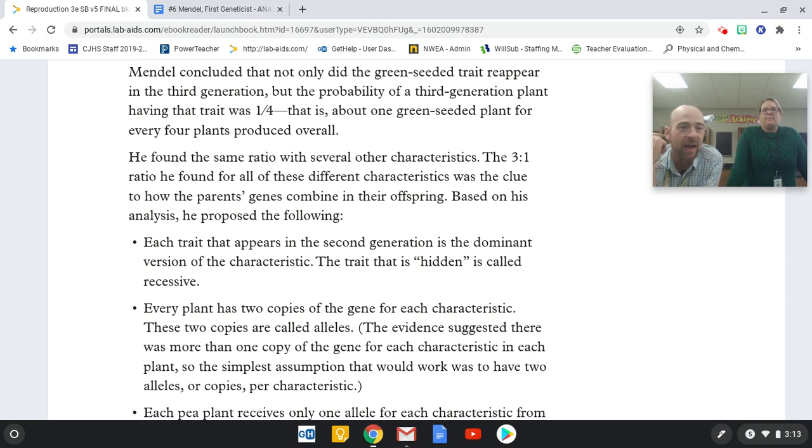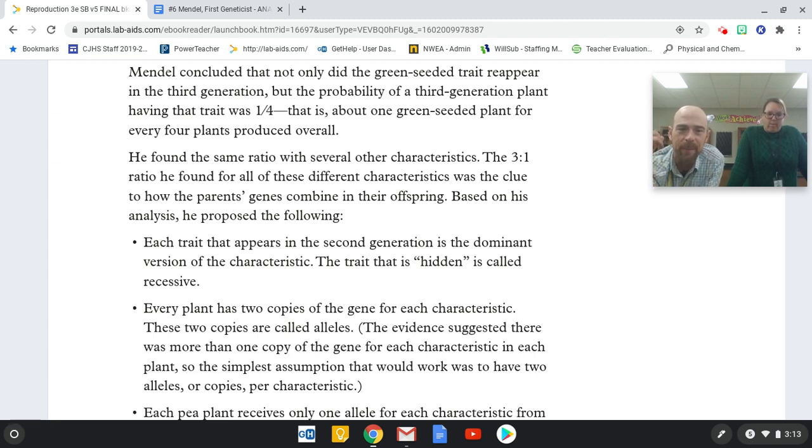Point number 2, every plant has 2 copies of the gene for each characteristic. So all this stuff right now that I'm about ready to read and have just read should sound very familiar because we've been telling you from day one. Okay? This is the guy who created all this and found all this out.